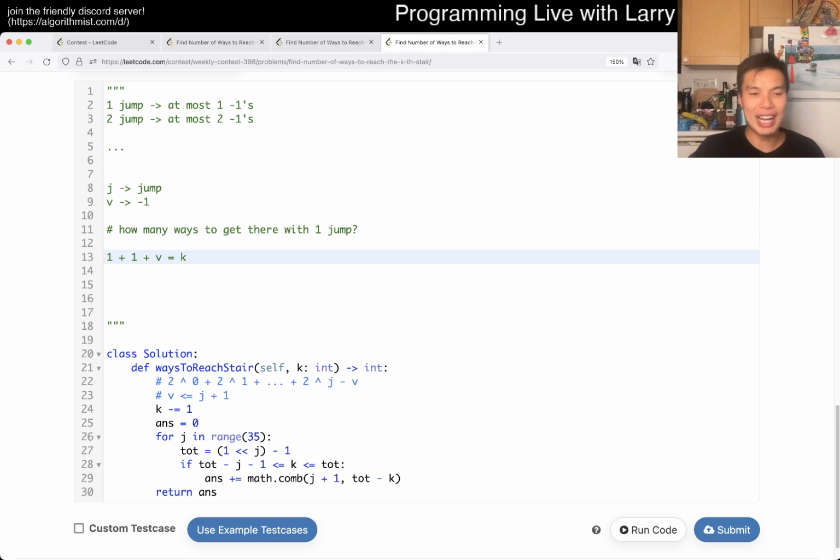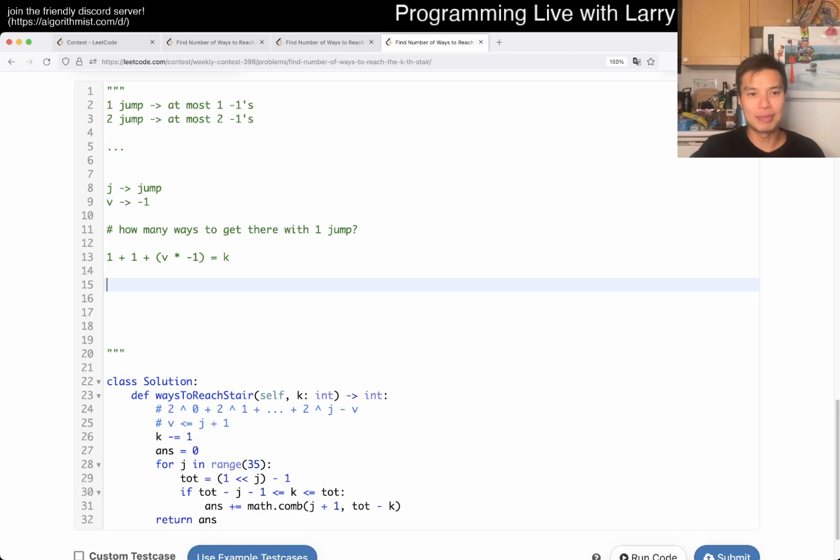So now we solve for k. Well, we have k, so now we solve for v, and v is just going to be k minus 2, right? Well, v is -1, so it's v times -1, sorry, depending on how precise you want to be. And then if you have that answer, the idea is that there are, so we need v -1s.